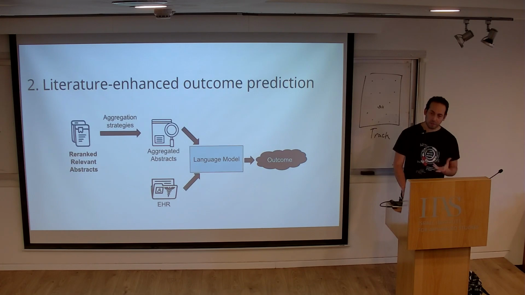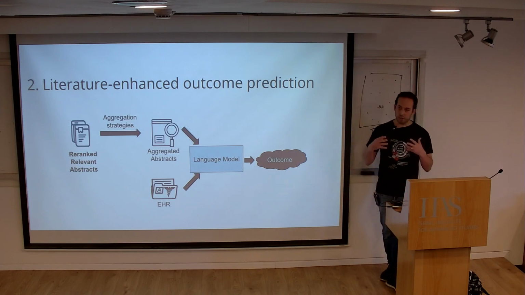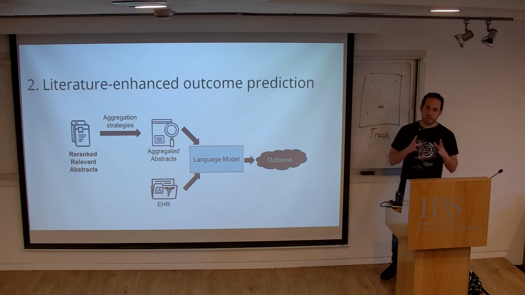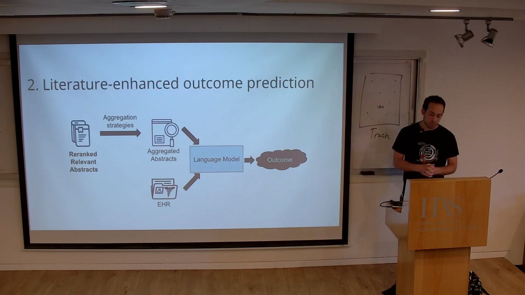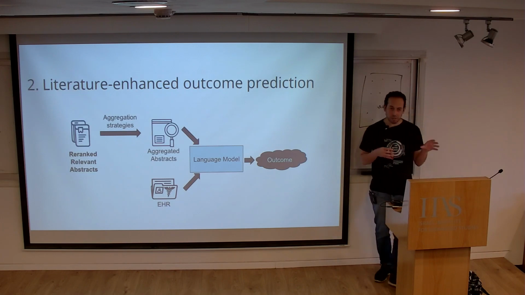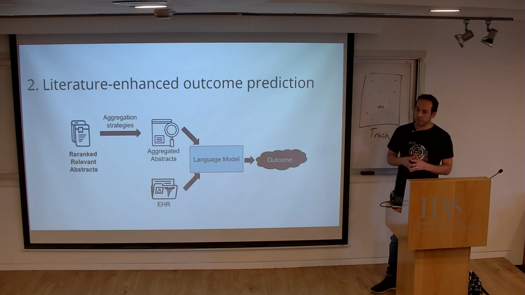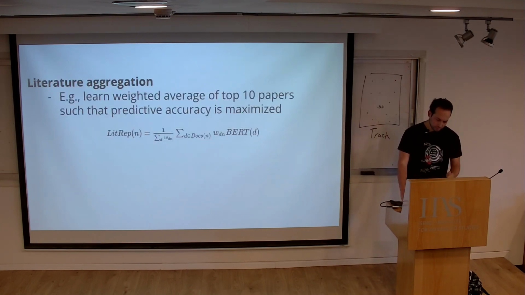Given that we have the relevant abstracts for each specific patient, now we want to aggregate these abstracts into an outcome prediction. So let's say we have 10 abstracts from PubMed for each specific patient. We now will take a language model that, so to speak, reads those 10 papers and reads the internal clinical data and integrates that into an outcome prediction. As a simple example of how this is done, we learn a weighted average of the top 10 papers in a way that maximizes predictive accuracy.